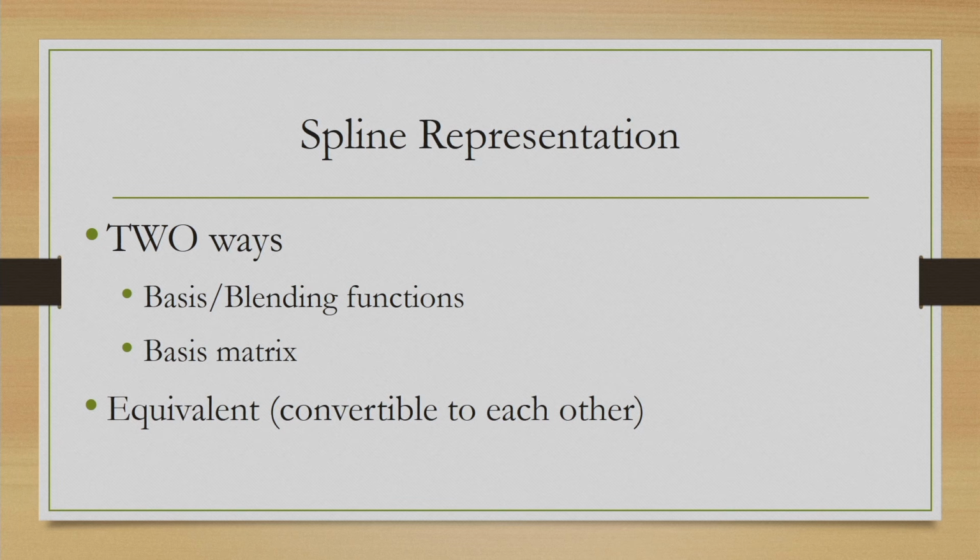Now, let us try to understand how we represent spline. This is same as knowing how to represent the objects which are represented by splines. How can we represent splines? There are two ways broadly. One is basis or blending function based representation, other one is basis matrix based representation. And these two are equivalent, of course, that is quite obvious, and one can be converted to the other and vice versa.